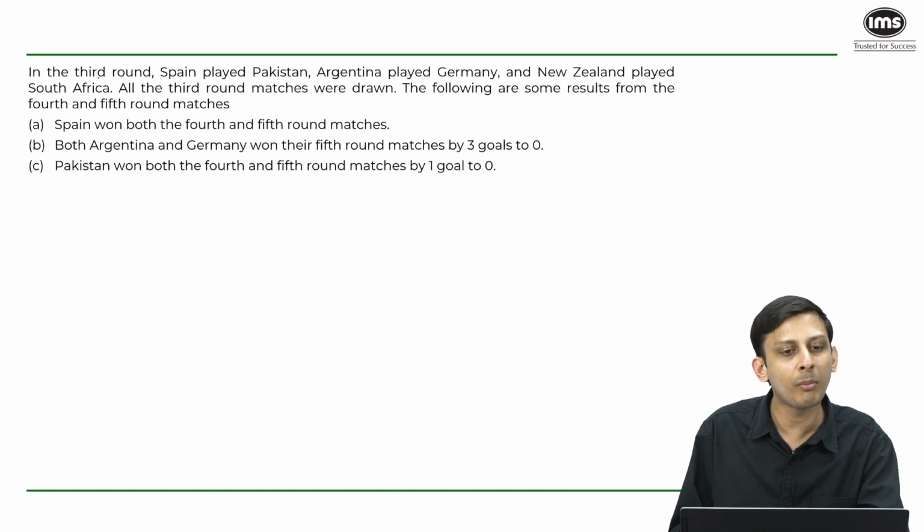We have some more information about the third round. These were the matches in the third round. All the third round matches were drawn. Then we have some information about the results from the fourth and fifth rounds. Now, how will we begin? We should also take a look at the questions to get an idea.